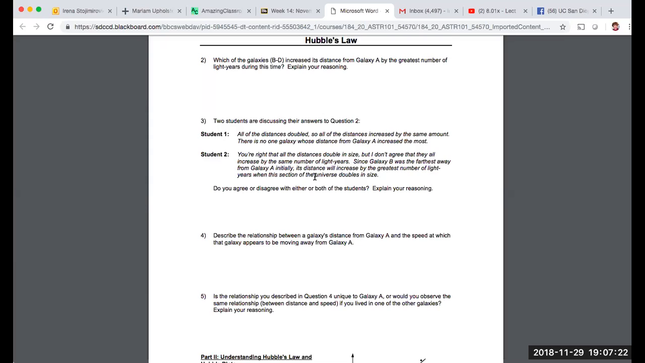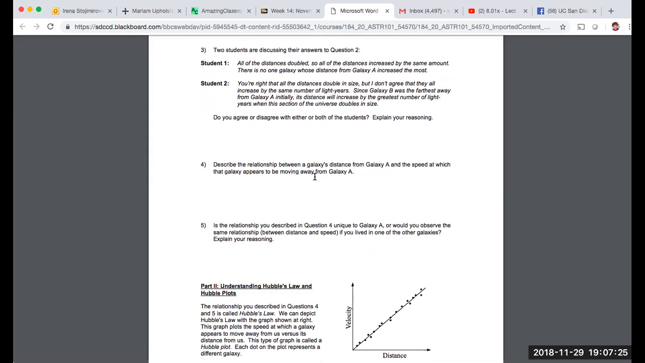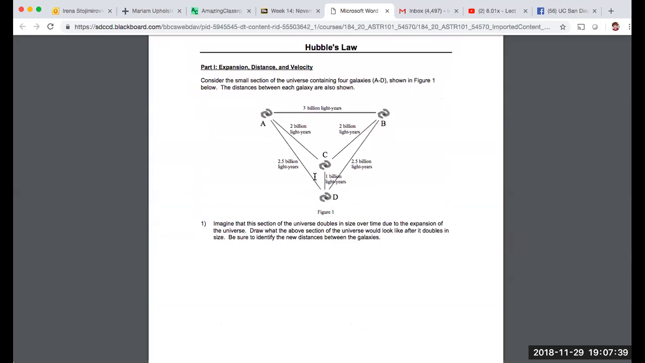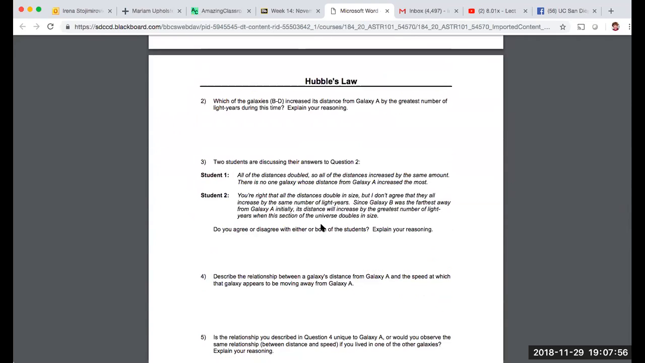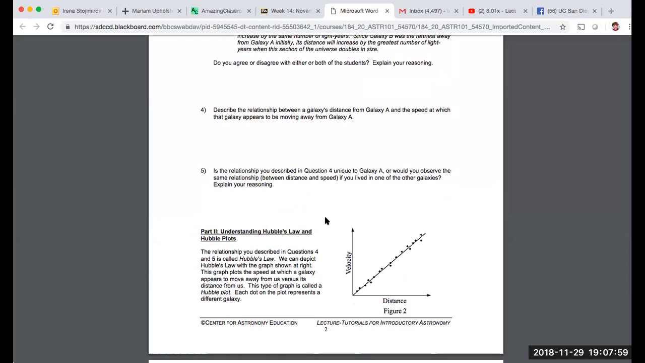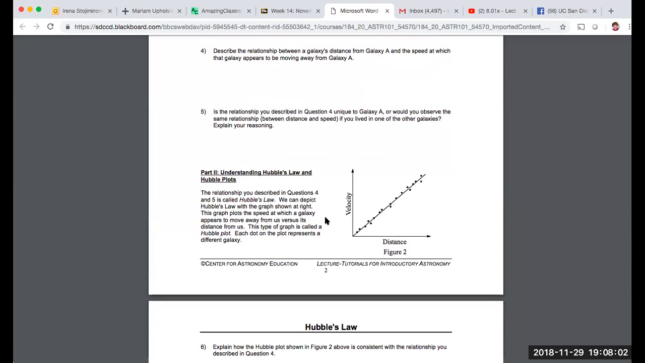Yeah. Okay, good. Now, is that relationship unique to galaxy A, or would you observe the same relationship if you lived in one of the other galaxies? You would observe the same relationship if you were living in another galaxy. Exactly. If you move to galaxy B, still galaxy A would move fastest away from you because it starts initially with the greatest distance. If you move to galaxy C, still A and B would be moving faster away from you than galaxy D, right? That's what you would see. So simply the relationship is not unique to galaxy A, but wherever you go, you observe the same relationship.